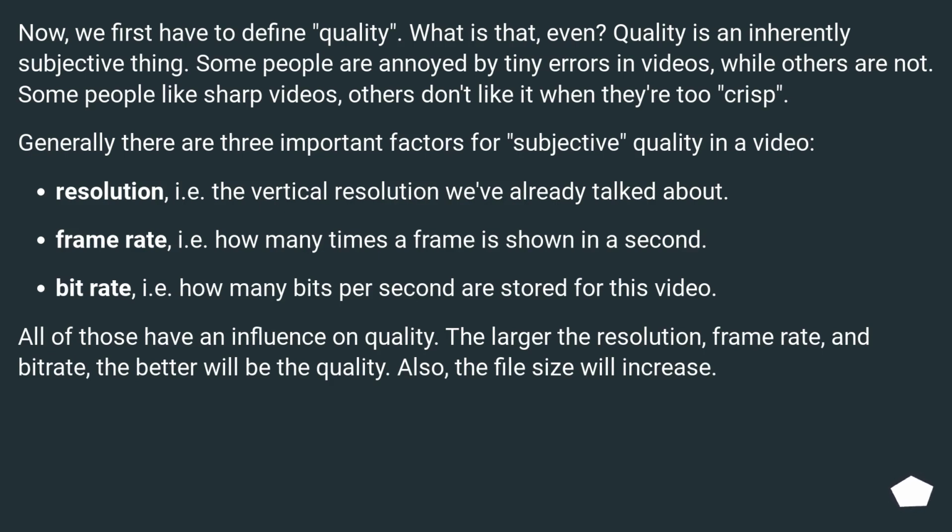Generally, there are three important factors for subjective quality in a video. Resolution, i.e. the vertical resolution we've already talked about. Frame rate, i.e. how many times a frame is shown in a second. Bit rate, i.e. how many bits per second are stored for this video. All of those have an influence on quality. The larger the resolution, frame rate, and bitrate, the better will be the quality. Also, the file size will increase.